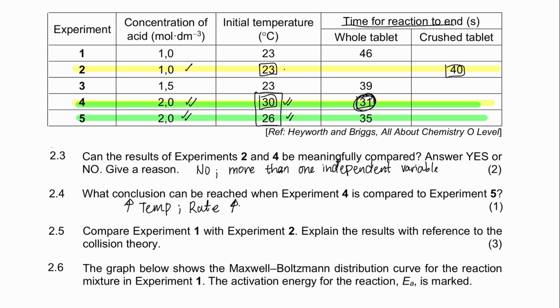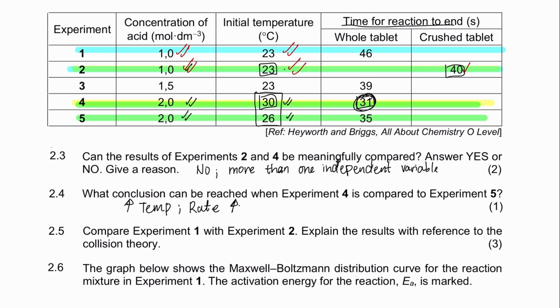Question 2.5. Compare experiment 1 with experiment 2. Explain the results with reference to collision theory. So experiment 1 and experiment 2. 1 is here, 2 is here. Experiment 1, experiment 2, same concentration, same temperature, but different state of division. 1 used a whole tablet and 2 used a crushed tablet. So the change that we are observing has to do with the state of division. So the crushed tablet took a shorter time, so the rate increased.